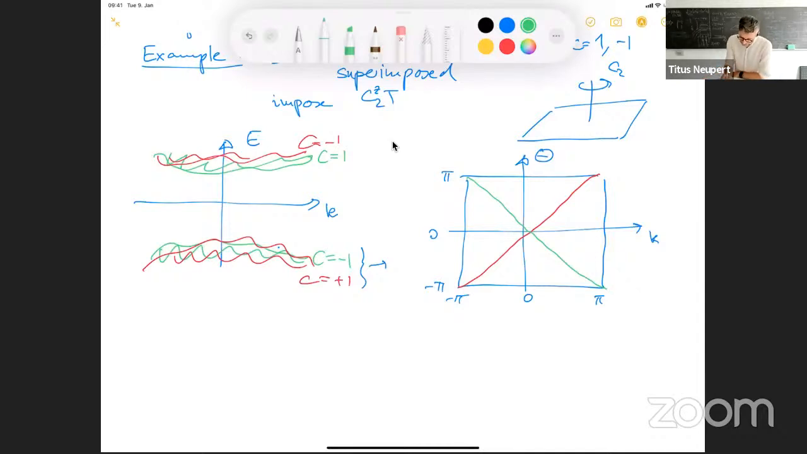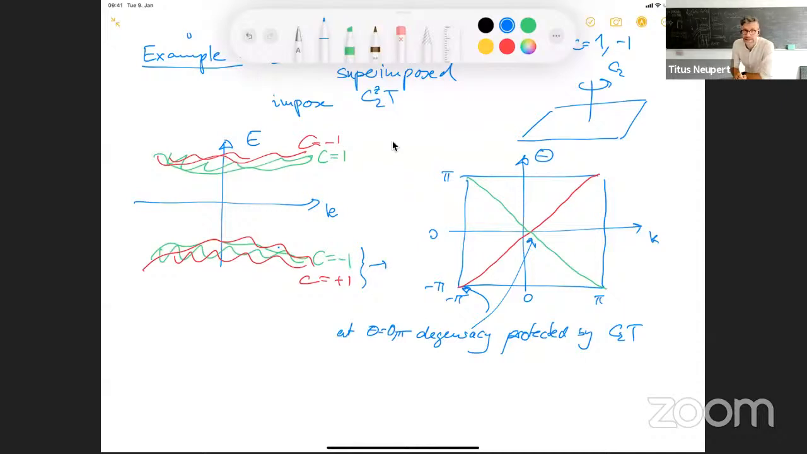And the claim that I have is that this degeneracy point, both at Wilson loop eigenvalue 0 and pi, is protected by a C2T symmetry. Let me show you that quickly. That is at theta equal to 0 or pi.